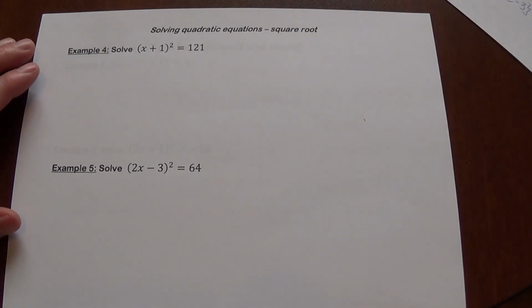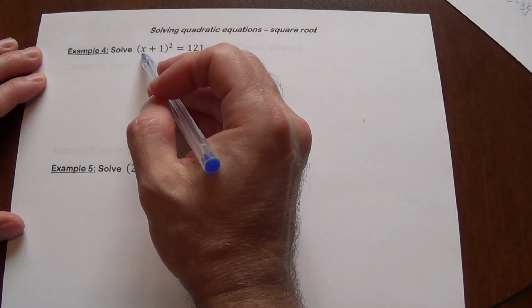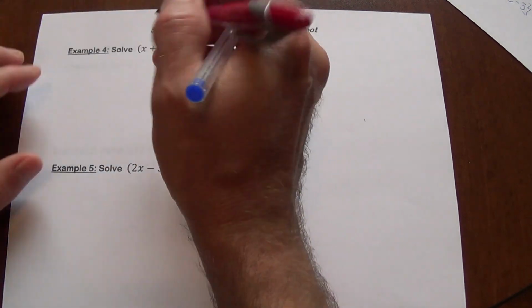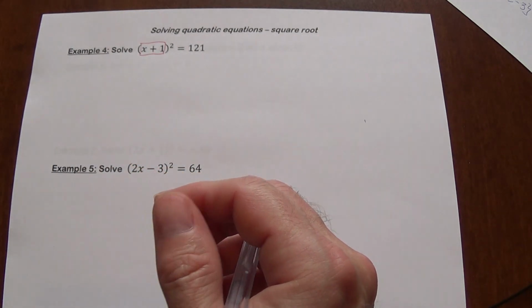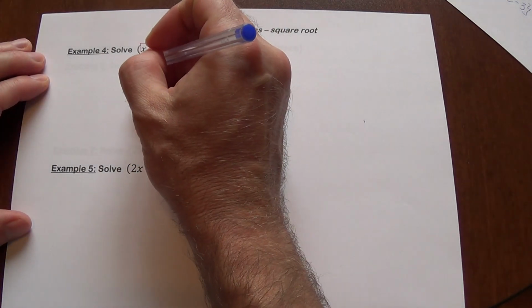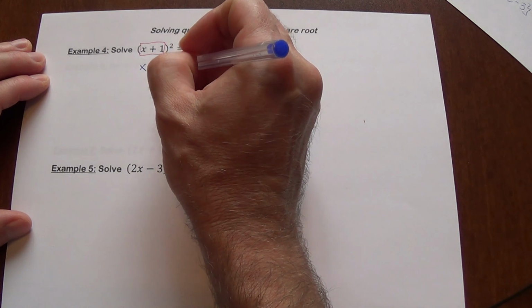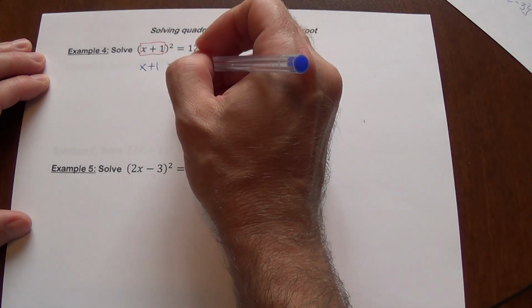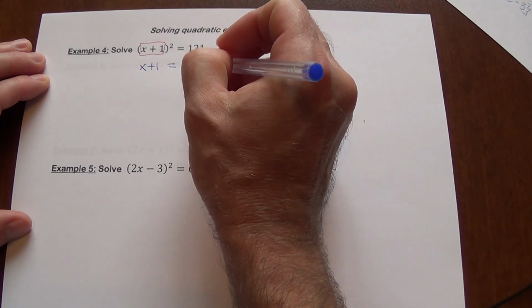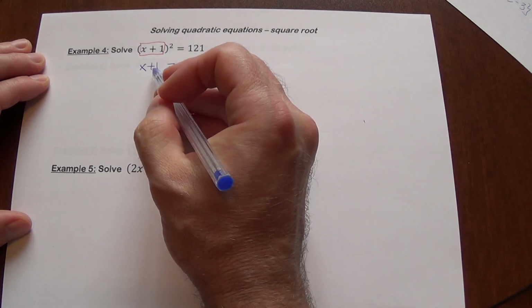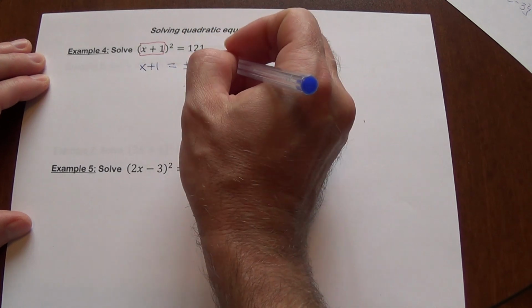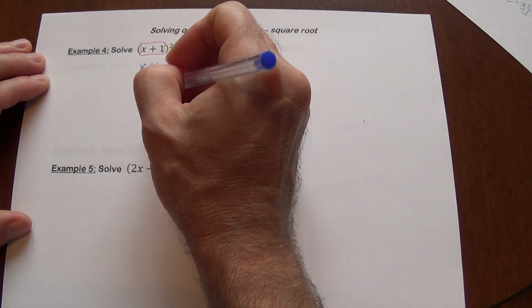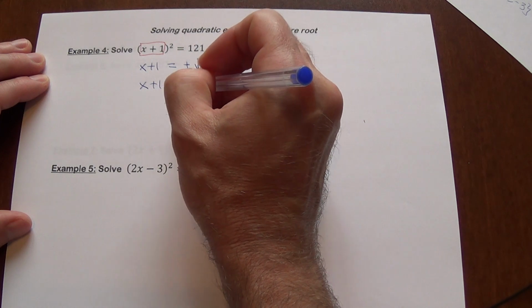Alright, let's move on. We do have a couple more that are pretty basic. So an example like that, it doesn't say x squared, but we do have some quantity here, and the whole quantity is squared. So the way we approach these problems is going to be x plus 1 equals plus or minus square root of 121. You do not touch this 1 until you are done with this. So the square root of 121 is 11. So we're going to have x plus 1 equals plus or minus 11.